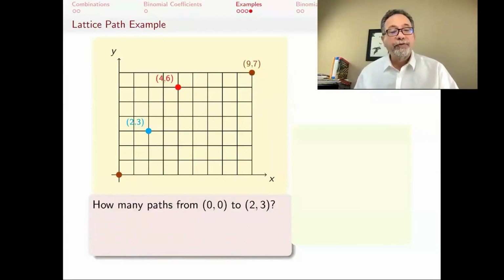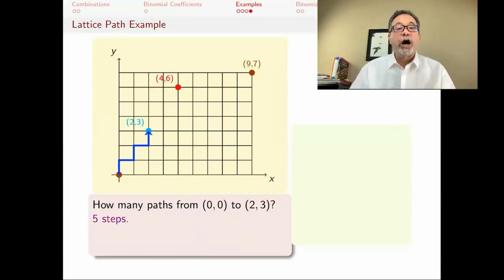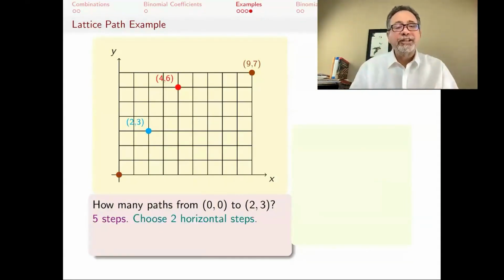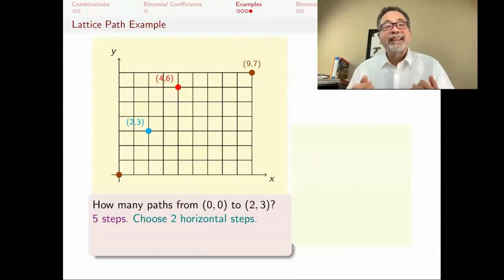So the first question I'm going to ask is how many paths are there from 0,0 to 2,3? Because I've got to go through 2,3 because that was one of my conditions. So might as well figure out how many ways I can get from the origin to 2,3. No matter how you do it, you've got to take 5 steps. For example, if you take this path, you go up, over, up, over, up. There are 5 steps. Here's another one. You go up, up, over, over, up, or north, north, east, east, north. Again, 5 steps. No matter how you do it, there are going to be 2 horizontal steps and 3 vertical ones.